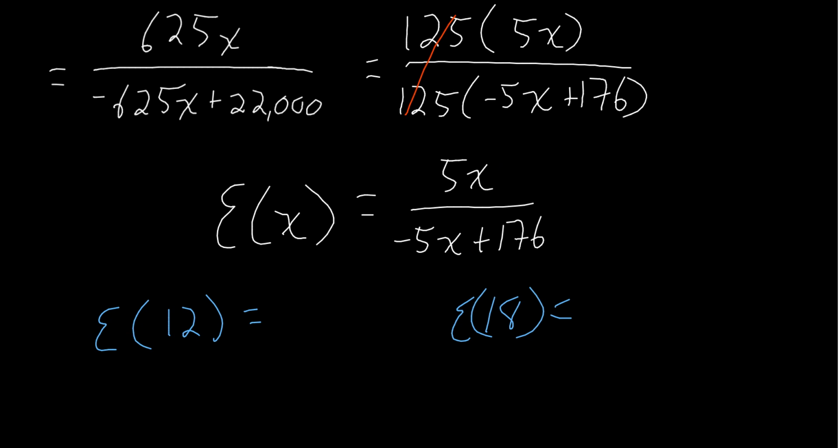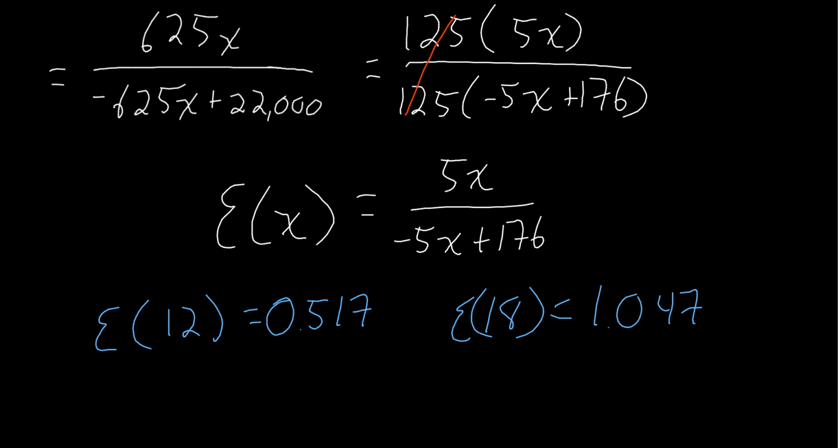Okay, so for E of 12, I get 0.517. Okay, and I'll stop right there. And then for E of 18, I get 1.047. Yeah, okay, 1.047. So what does this mean?